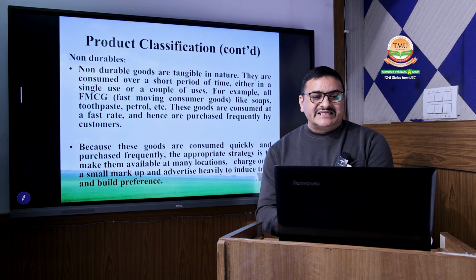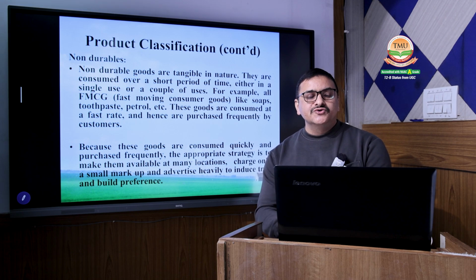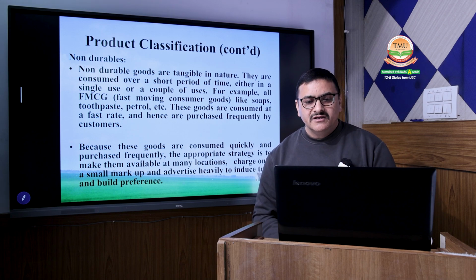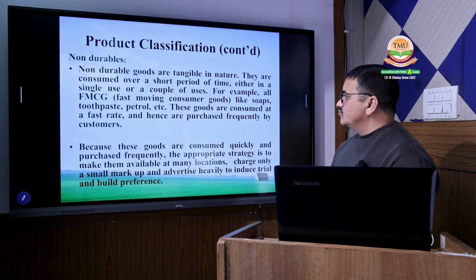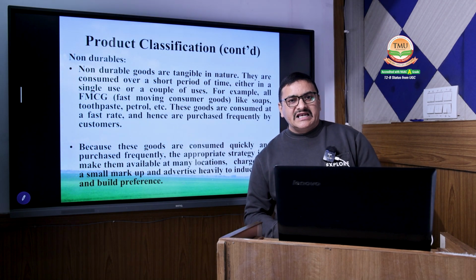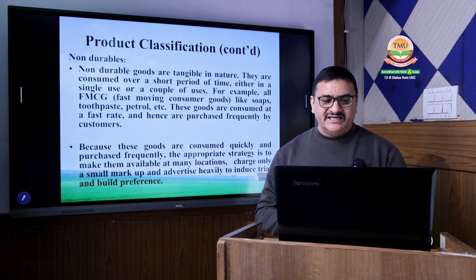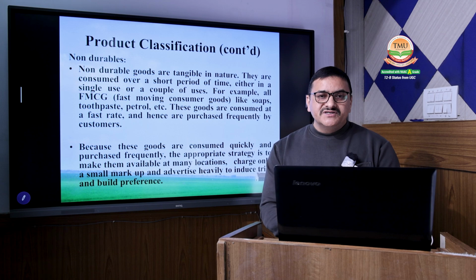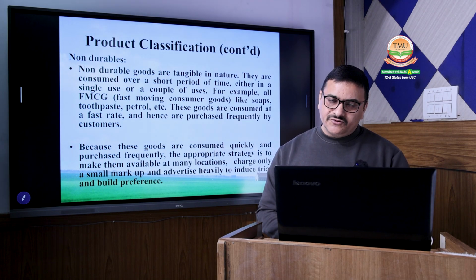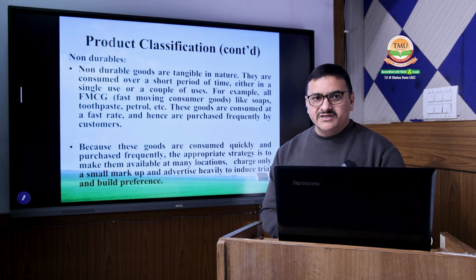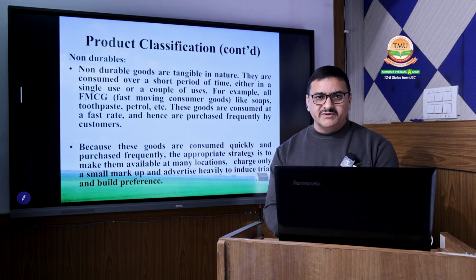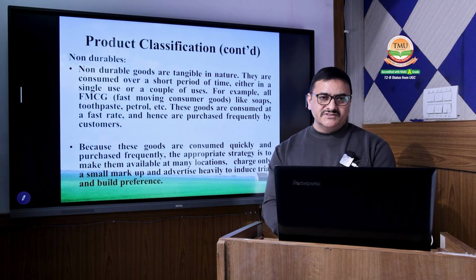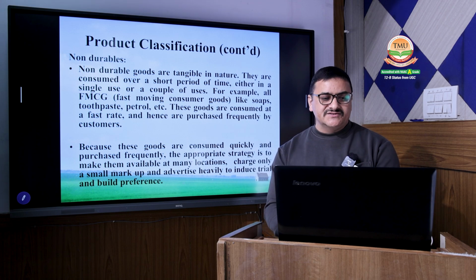Non-durable means those goods that are tangible in nature and are consumed over a short period of time, either in a single use or a couple of uses. For example, all types of fast moving consumer goods, what we call FMCG goods, like soaps, toothpaste, petrol, etc. These goods are consumed at a very fast rate and hence they are purchased frequently by the customers. Therefore, the manufacturer as well as the seller must ensure their availability at multiple locations, which means there should be an intensive distribution of fast moving consumer goods, then only the sale of the product will be maximized.